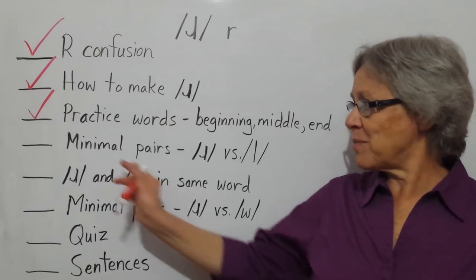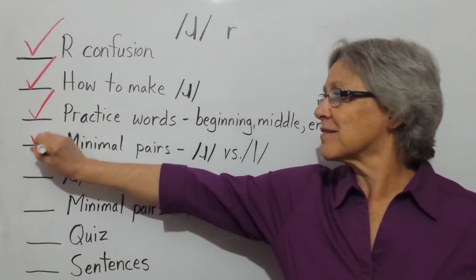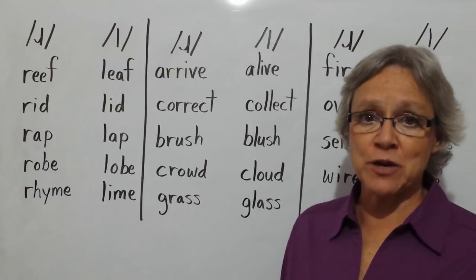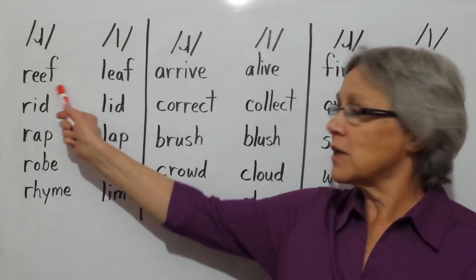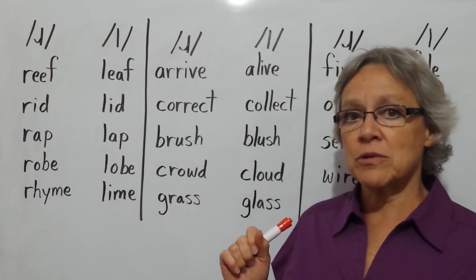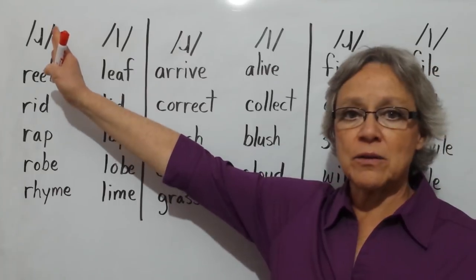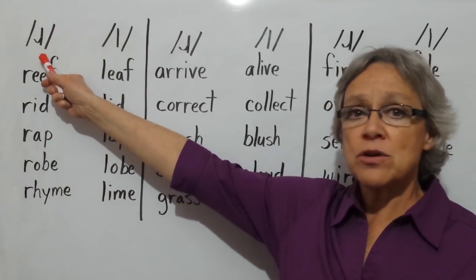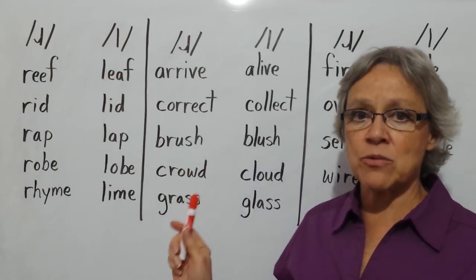Now it's time for some minimal pair practice. I'd like to practice some minimal pairs with you now. A minimal pair is a pair of words that differs in only one sound, okay? So in each of these pairs, the word on the left has the r sound, and the word on the right has the o sound.